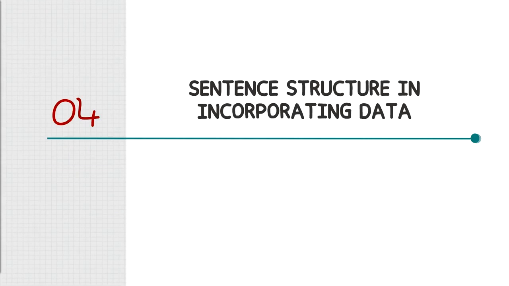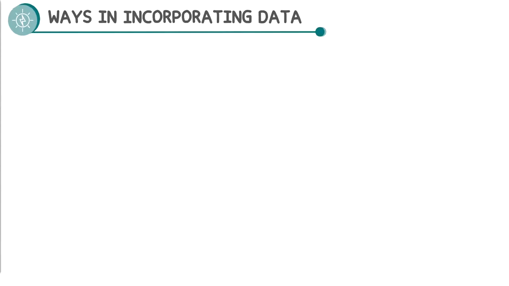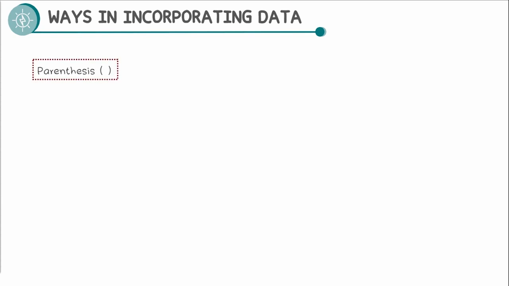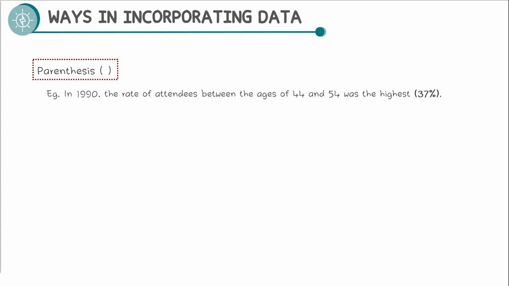In your report, you have to code some data or examples, applying the following rules. Incorporating data using parentheses, adjective clause, and participial phrase will make your sentence stronger. Let us check this in detail. The use of parentheses. Example, in 1990, the rate of attendees between the age 44 and 54 was the highest, 37%.